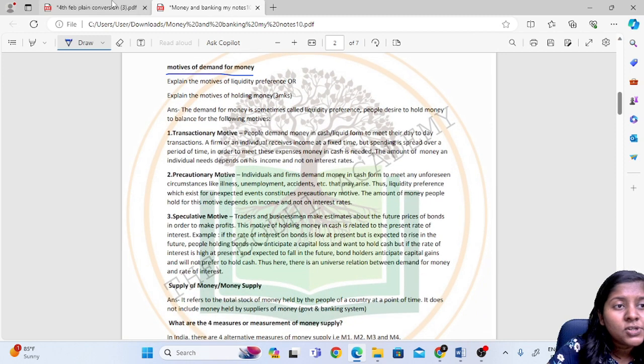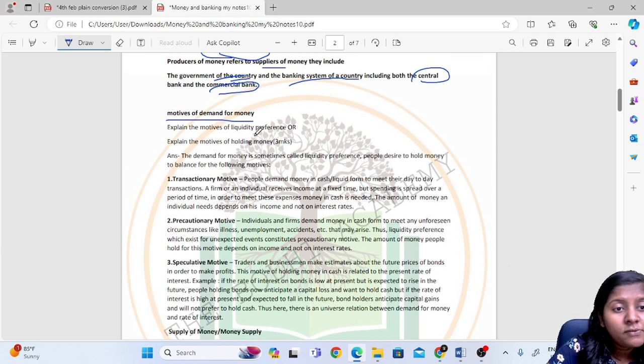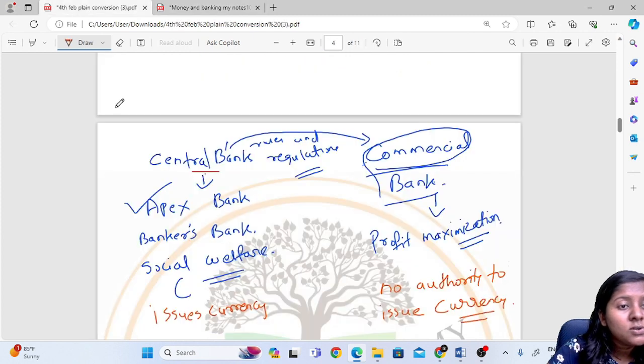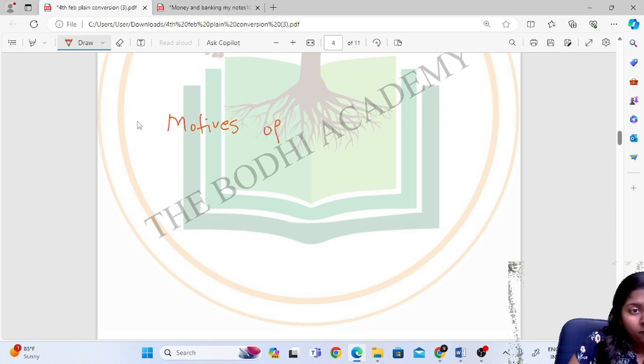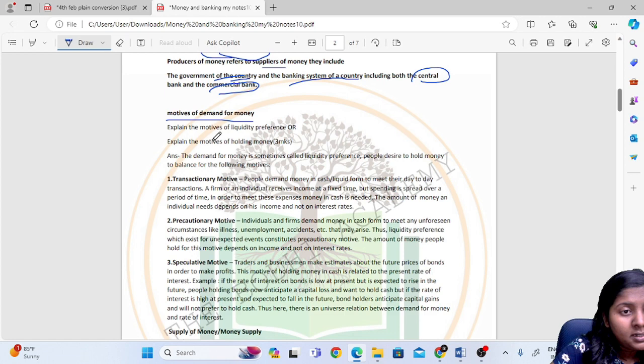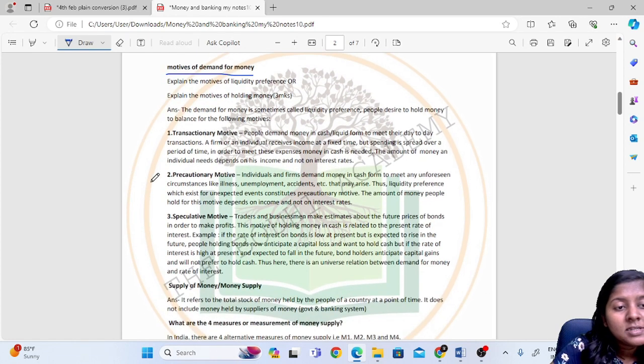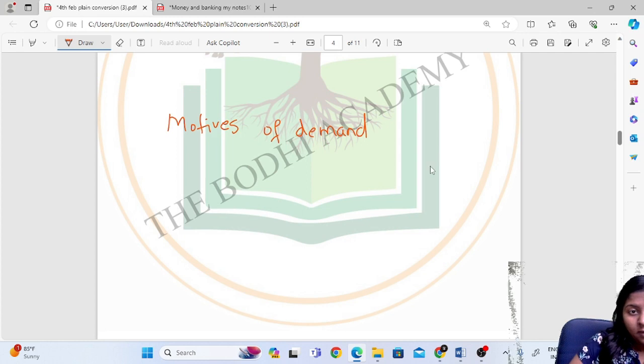Then we have to understand the different motives of demand for money, or the different motives of holding money, or explain the motives of liquidity preference. Motives of demand for money is a very important point. The first one is transactionary motive, the second one is precautionary motive, and the third one is speculative motive.